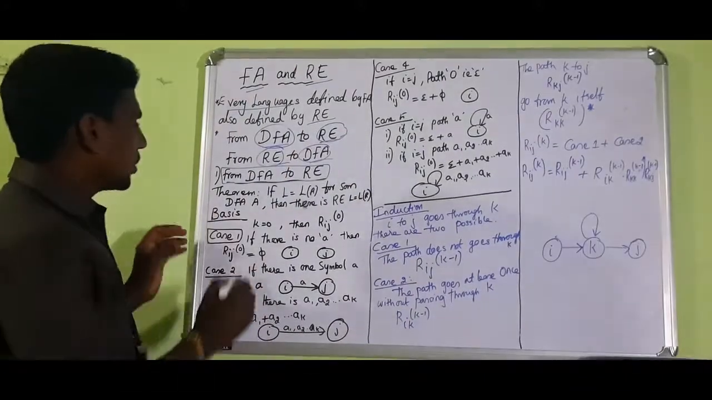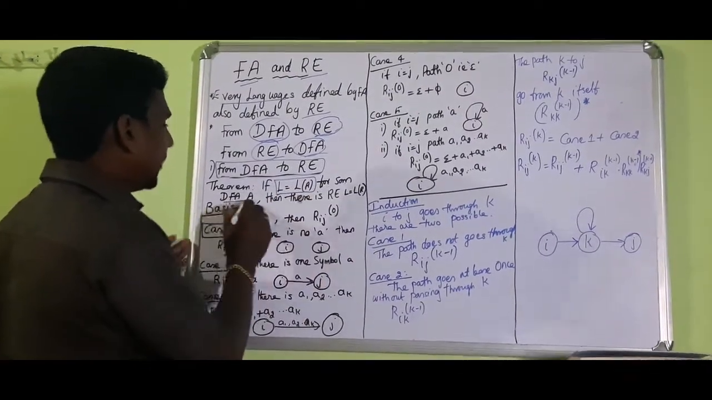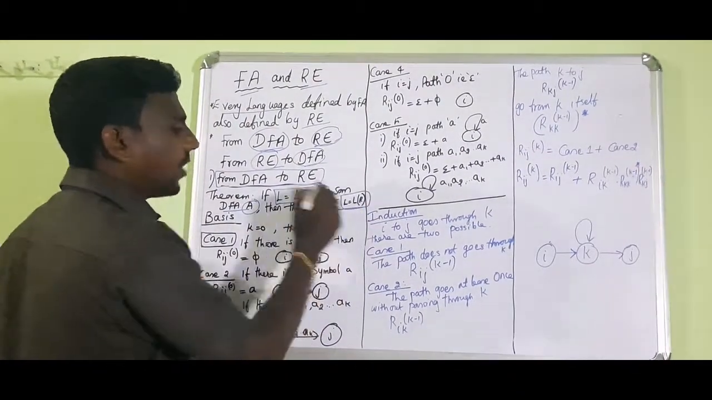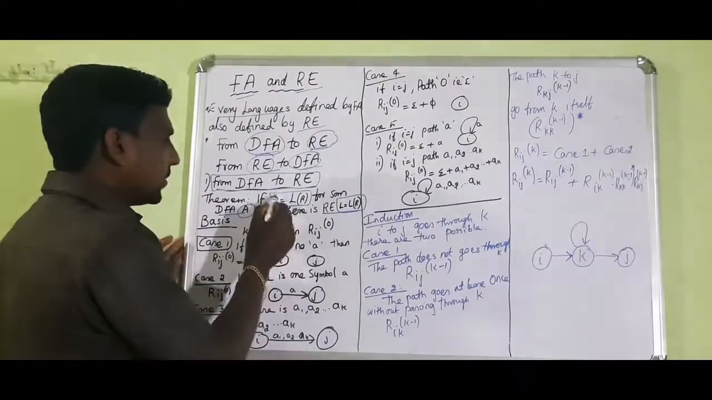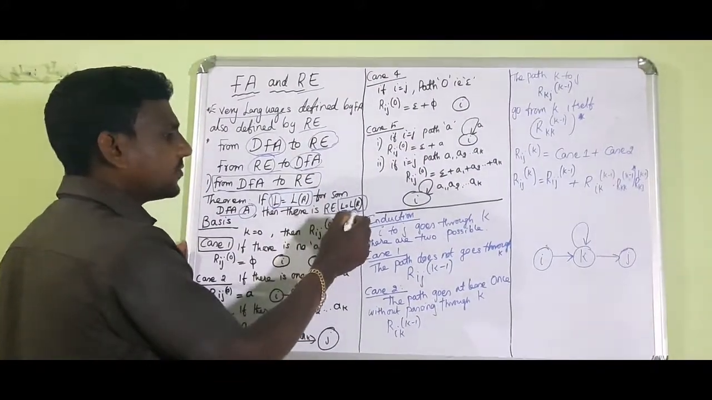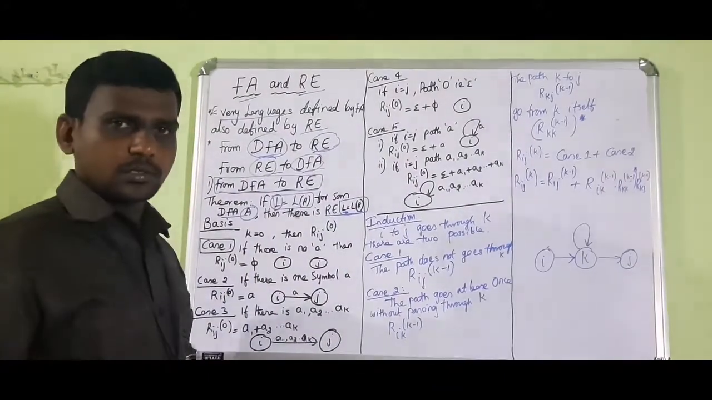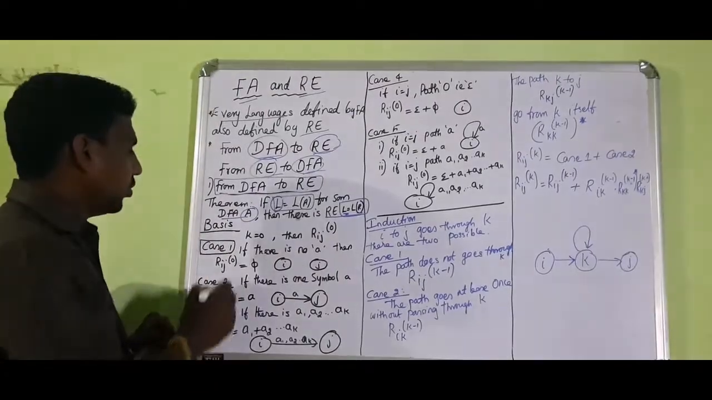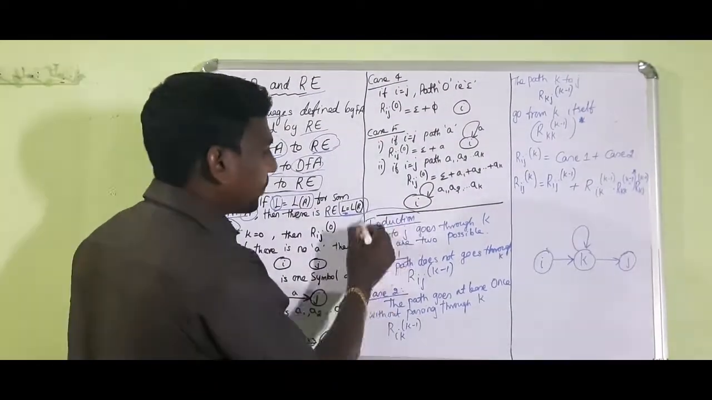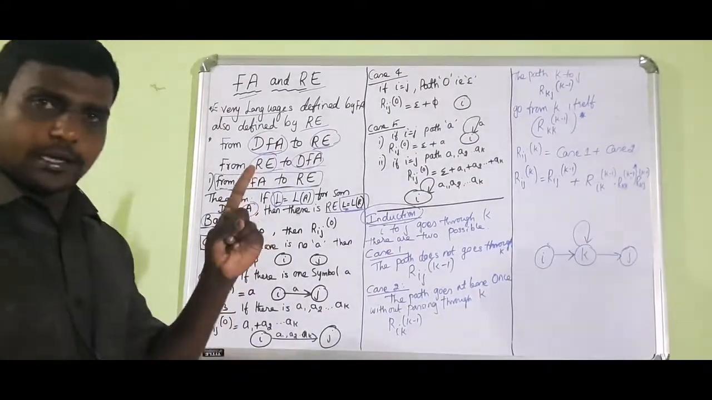In the theorem, if L equals L of A for some DFA A, then there is a regular expression R such that L equals L of R. It means whatever language has a DFA is equal to the language which has a regular expression. That is the DFA to regular expression conversion. We prove this using two parts: one is the basis part, another is the induction part. The basis part we studied in inductive proofs.